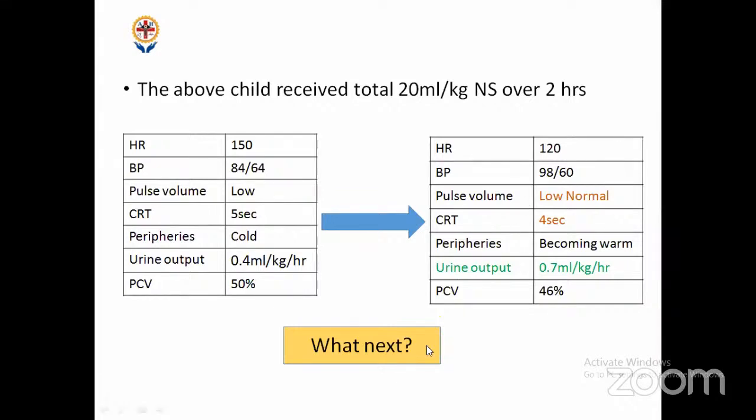Continue the same. Why do you want to continue the same? We have adequate urine output, sir, and vital organ perfusion is good, so we can continue whatever we are on. Okay. Why don't you want to come down? Because you have already given 2 boluses, your vitals are normal, PCV came down. Is there any harm in coming down? No, I'm asking, is there any harm in coming down?